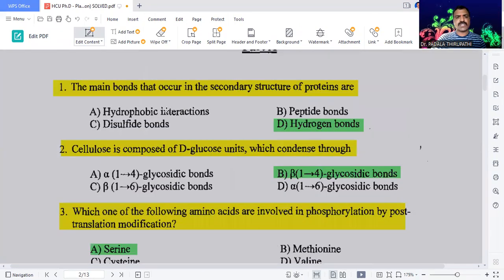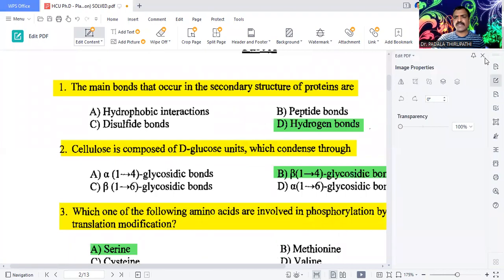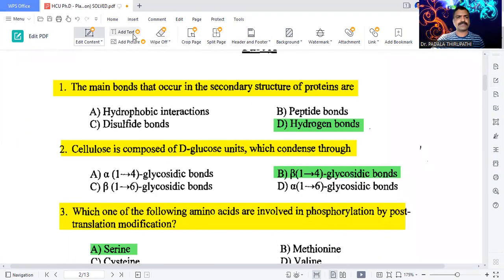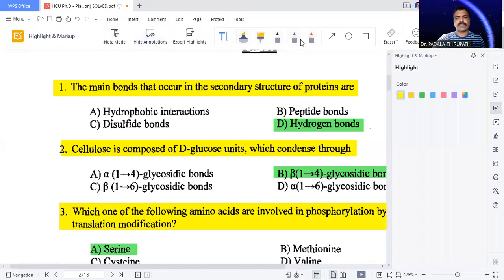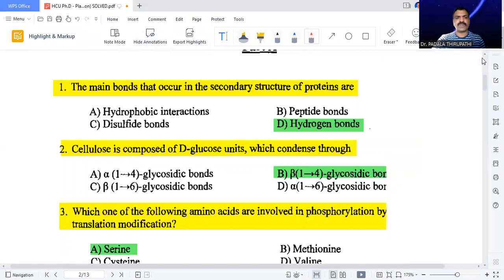So Part A, the first question is, see here my dear friends. The main bonds that occur in the secondary structure of proteins are hydrogen bonds. That is the right answer.